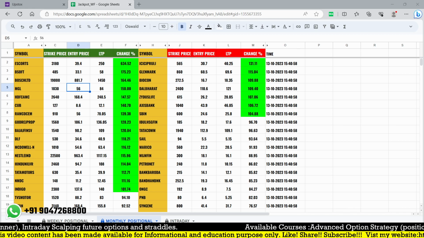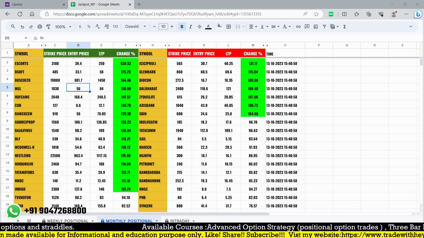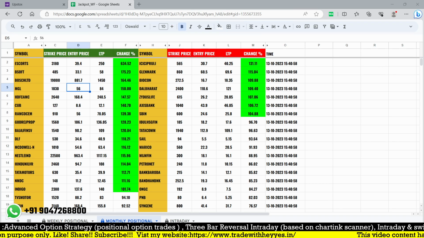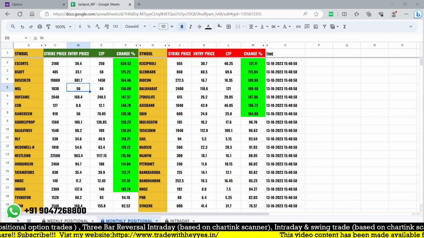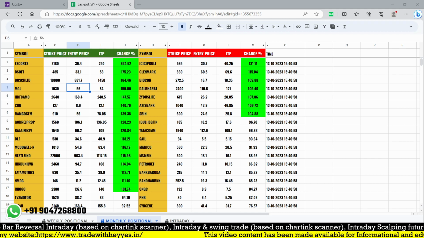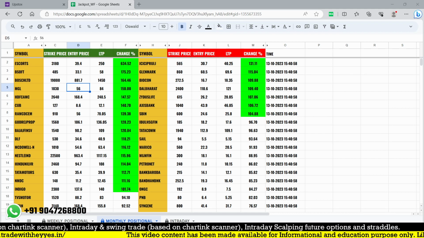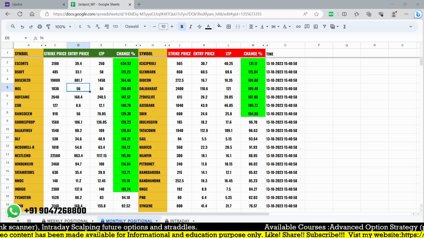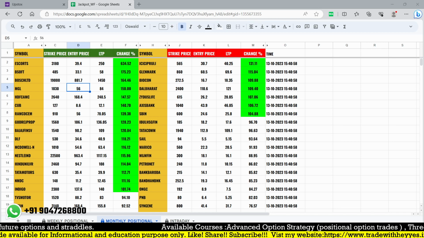So what is the next week's trade which we are going to plan? I'm going to update the sheet right now. That will help you get the data updated for the next week, and the strike prices and everything will be updated. After that update, you will easily find a trade opportunity with this Google Sheet.